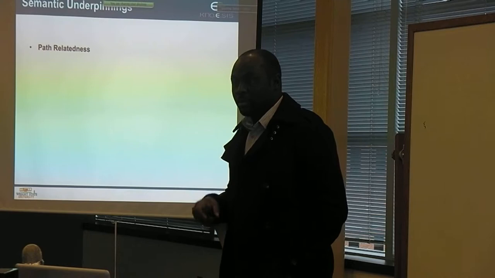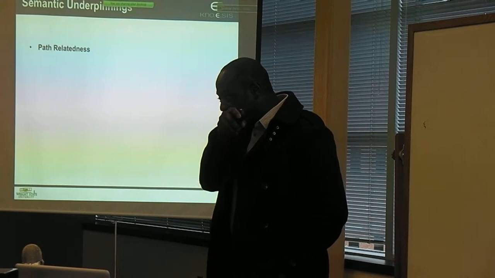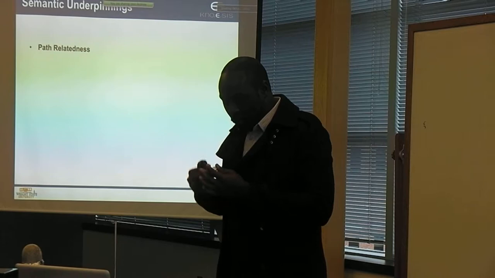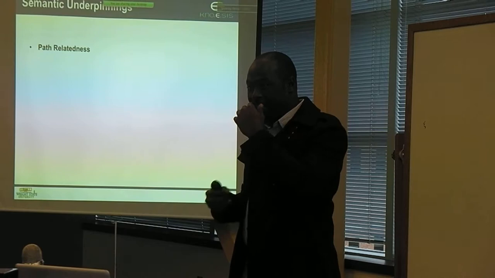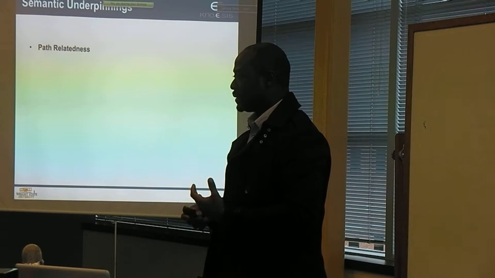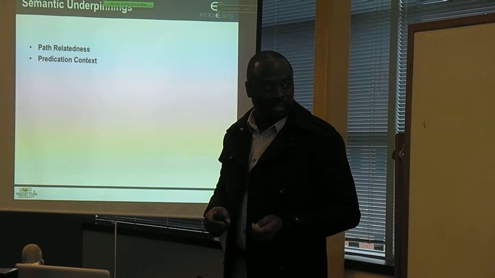Since we know that a path consists of a set of triples or a set of semantic predications, we can decompose the problem into one of predication relatedness, essentially. We can ask the question, what is the context of a particular triple within the path? And if we can define that context, then we can put together things that essentially share the same context. So the question is obviously, how do you find the context of a semantic predication so that you can do this?